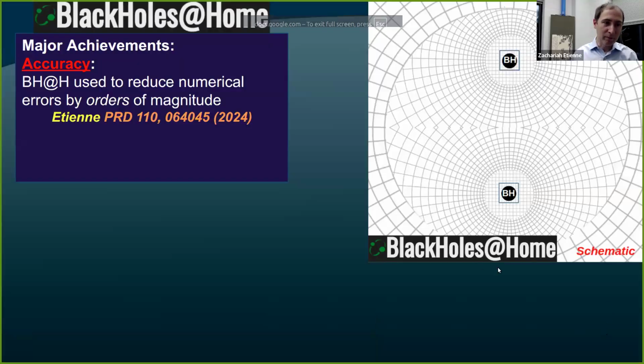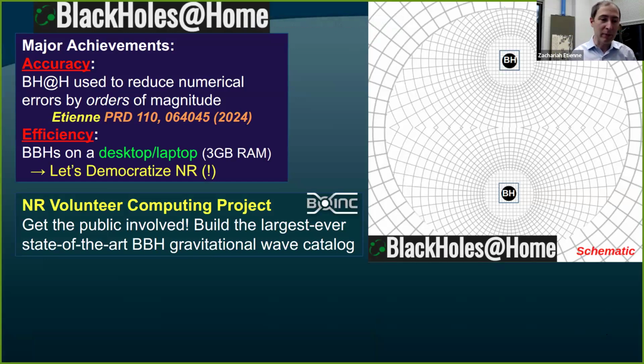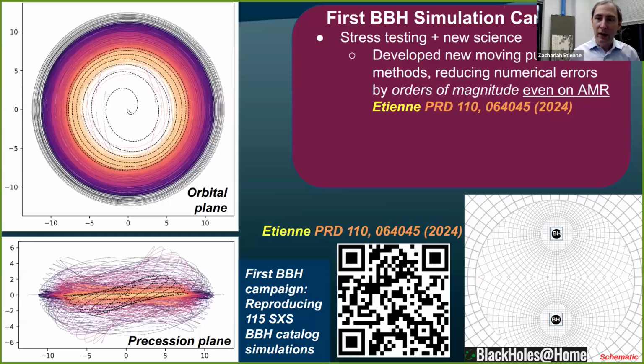All right, so like I was saying, efficiency, so that you can fit binary black hole simulations on a desktop, 3 GB of memory. The goal is to democratize numerical relativity, and with that capability, launch the first ever numerical relativity volunteer computing project known as Black Holes at Home. So here you can see on the left some of the beautiful binary black hole trajectories. This is a subset of the 115 reproductions of SXS simulations, performed by the SpEC code from the Simulating eXtreme Spacetimes collaboration.